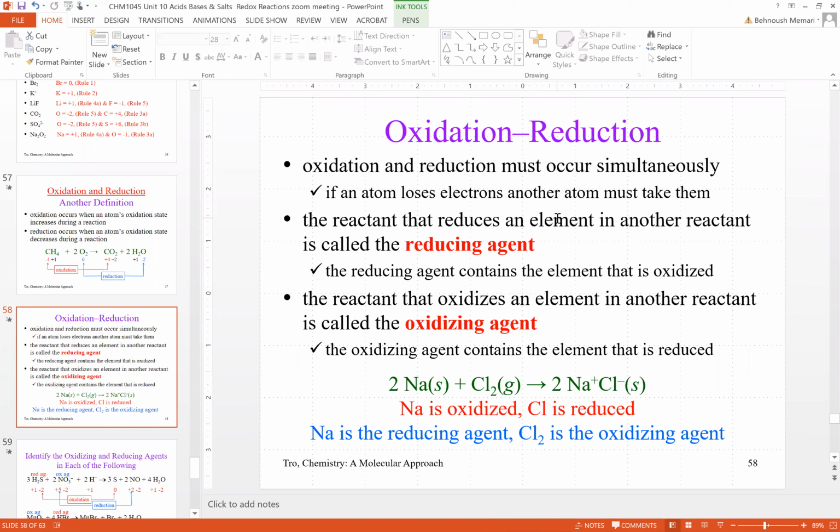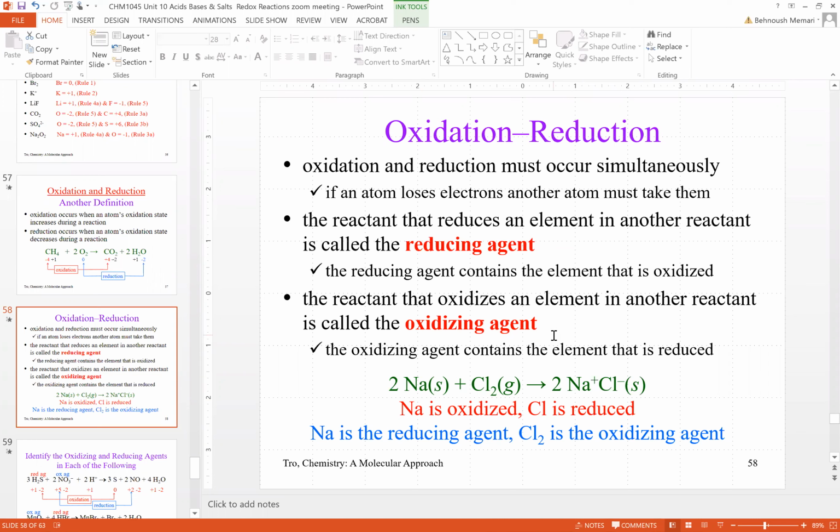Something is reduced by gain of electrons. So if an element wants to be a reducing agent, it must provide electrons to another element to be reduced. So it must lose electrons. If it's losing electrons, it is going to be oxidized itself. In this example, sodium is being oxidized because it's losing electrons. And when it is oxidized, it's going to provide electrons for chlorine to be reduced. So what is being oxidized is acting as the reducing agent.